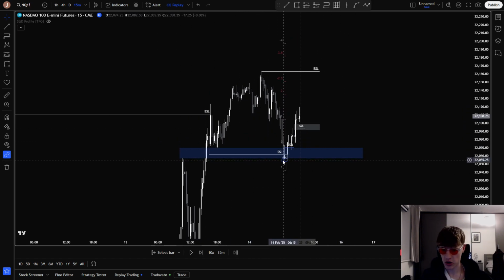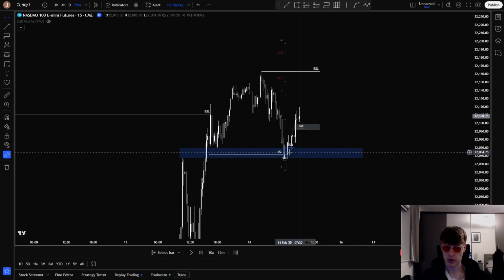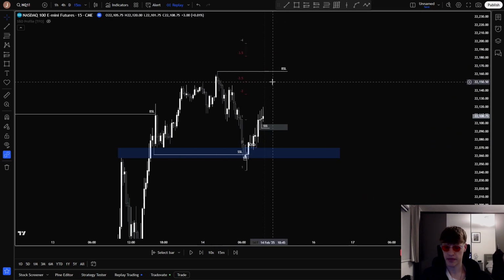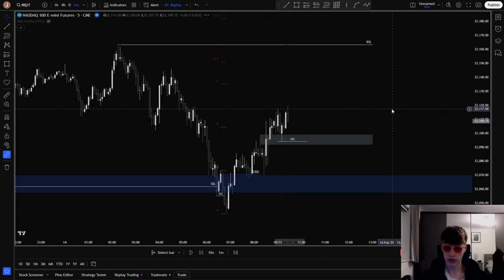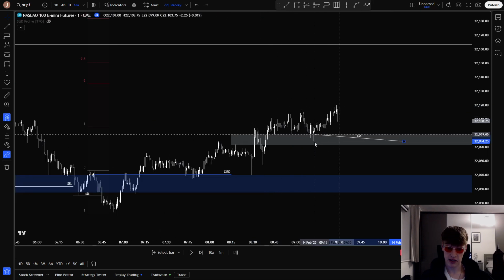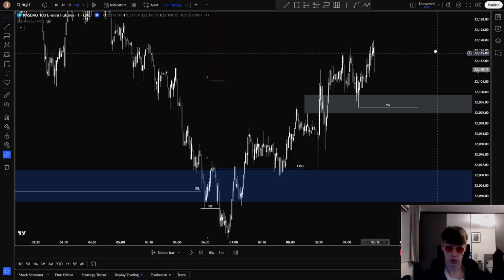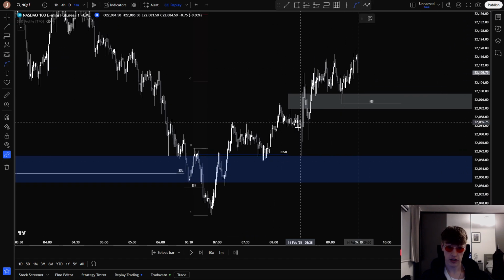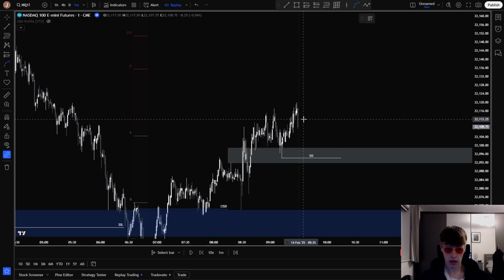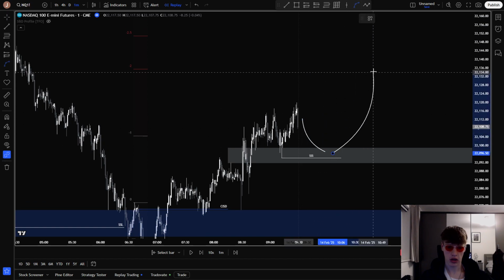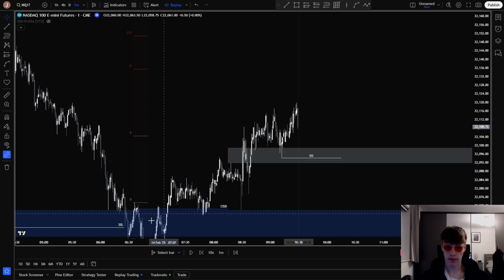We've had internal manipulation. We've had displacement from it. This is the drawn liquidity. This is what I want to see. So we've got that 15-minute imbalance and an internal low within. We're already on the buy side of the curve on the bigger time frame. I need to see an internal model to align with that buy side of the curve.